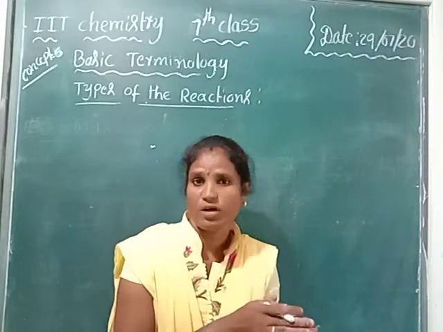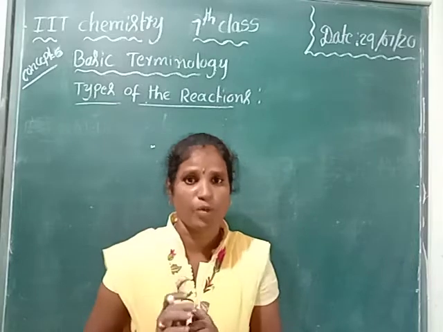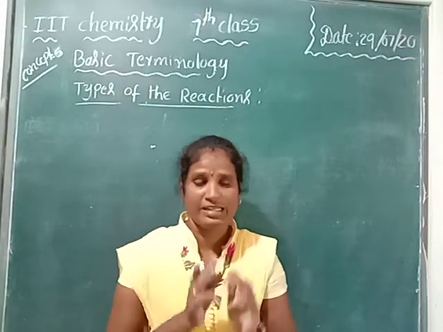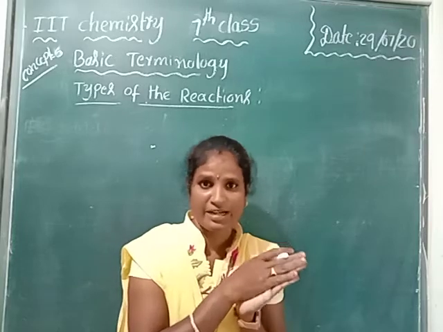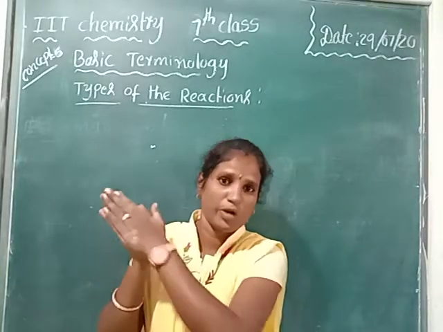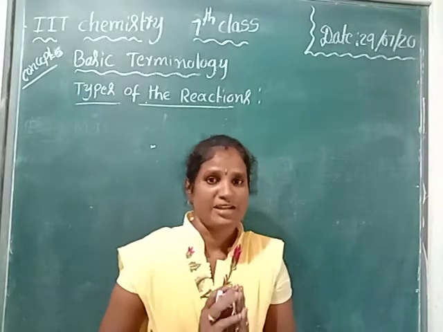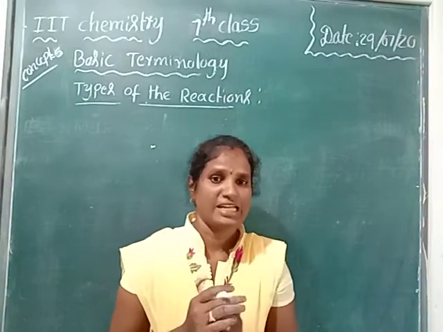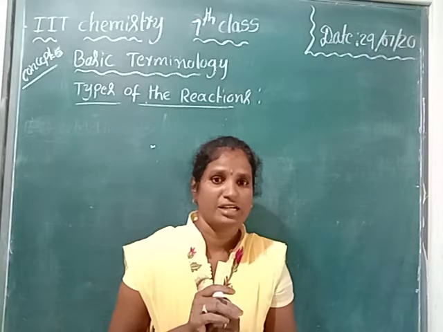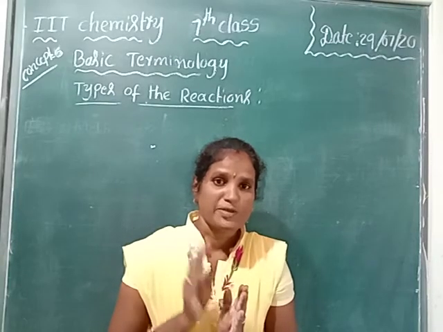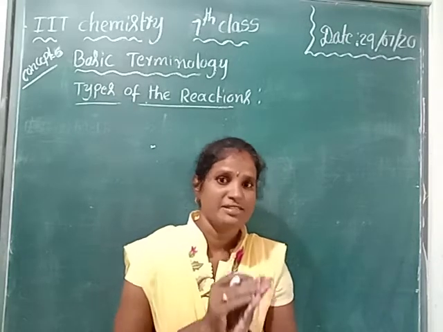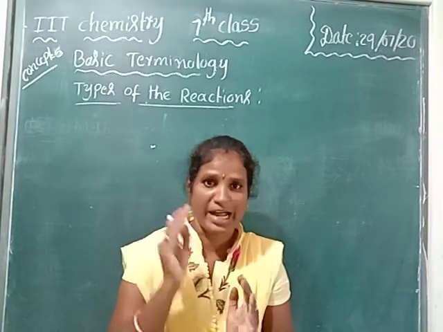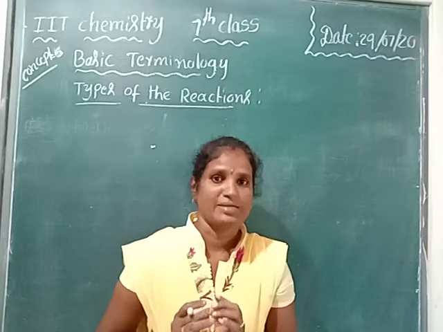Left hand side is called reactant. Right hand side is called product. Keep in your mind. After that, what is the unbalanced equation, children? The total mass of the reactant side does not equal the total mass of the product side is called an unbalanced equation. Another name for an unbalanced equation is skeletal equation. Another definition: the number of atoms present in the reactant side does not equal the number of atoms present in the product side is called an unbalanced equation.